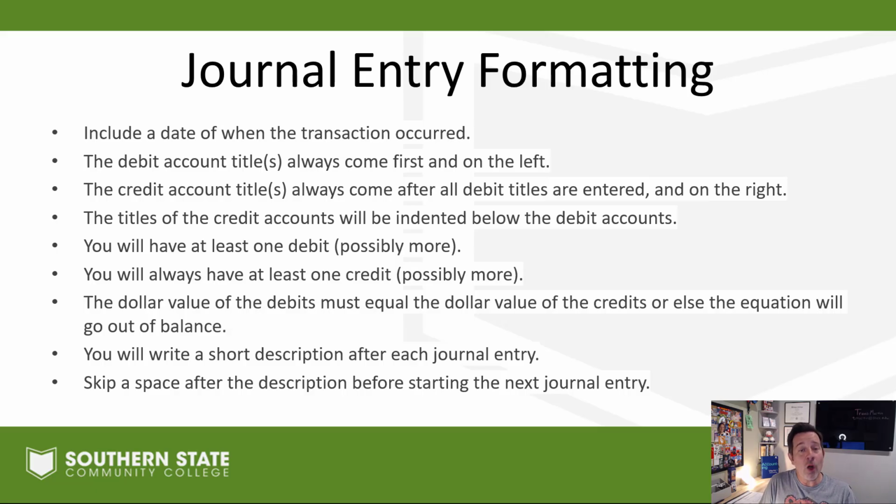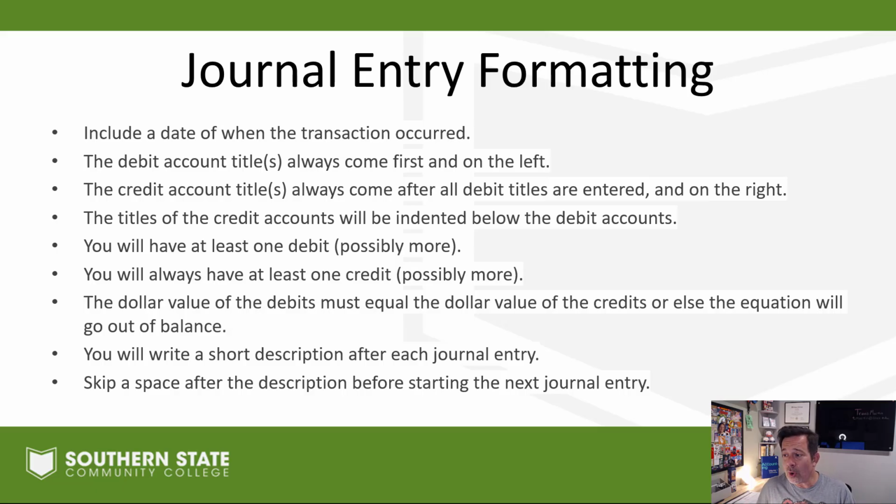We will have always at least one debit, maybe more. We'll always have one credit, maybe more, but we'll always have at least one debit and one credit. The dollar amounts of our debit is always going to equal the dollar amounts of our credits. At the very bottom, we'll write a little description, and then we're going to skip a space. Make it easy to go to the next one, make it easy to read.